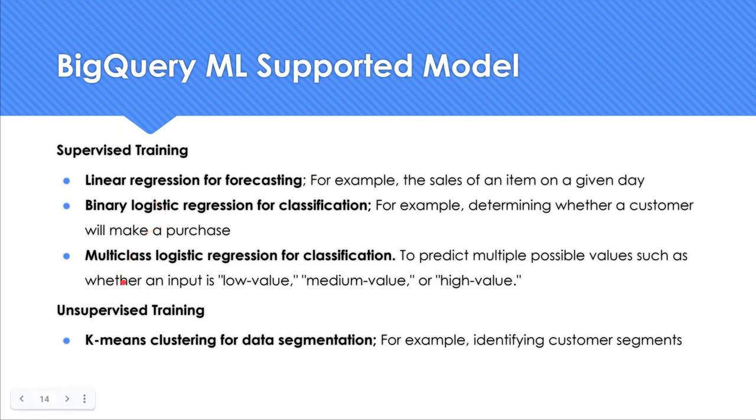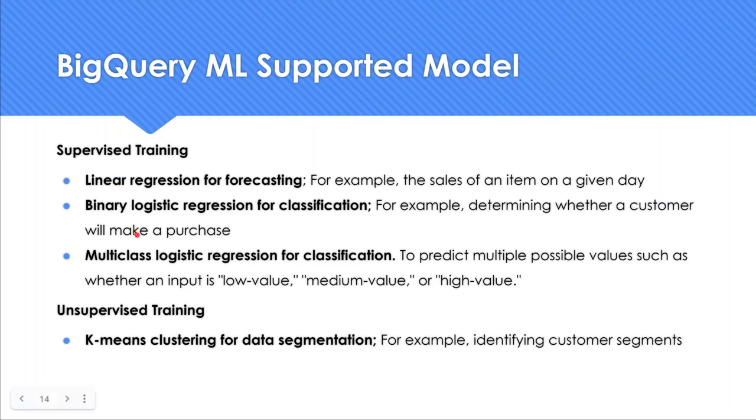So you can also have multi-class. So wearing mask, not wearing mask, partially wearing mask, something like that. So if you want multiple classes, you can do it. So that's basically the different types of supervised training which you get. This is nothing specific to GCP. These are the terms which they use: linear regression, logistic regression. These are all commonly used terms in machine learning.